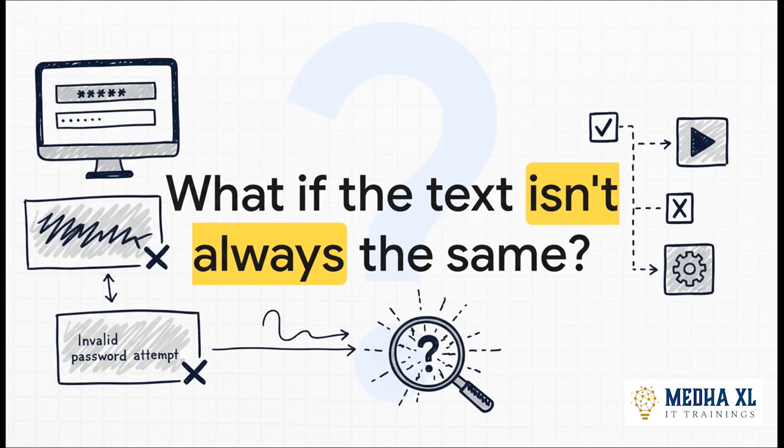Easy. But you know, the web is a messy place. What happens when the text isn't always the same? Think about an error message. One time it might say incorrect password, and another time it might say invalid password attempt. If we're looking for the exact text, our script is just going to break. So how do we get around that?